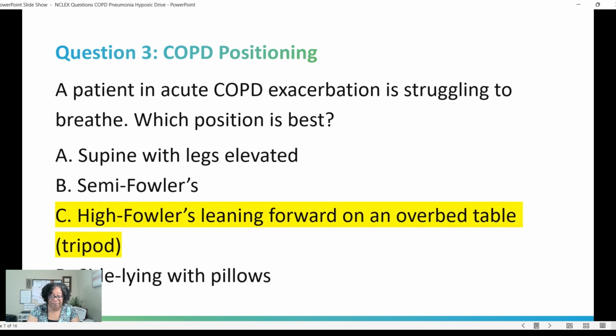All right, let's see if you got it right. High Fowler's, leaning forward on an overbed table, tripod position. So before I talk about the rationale, I just want to say something.